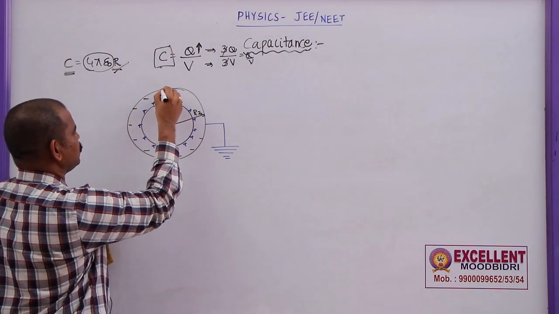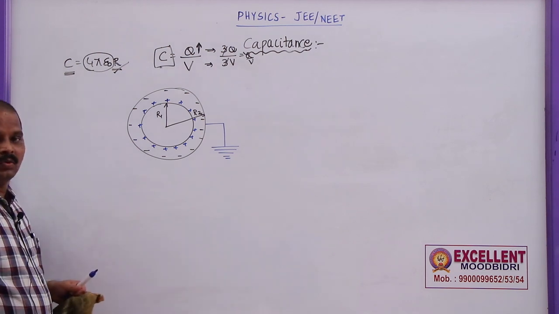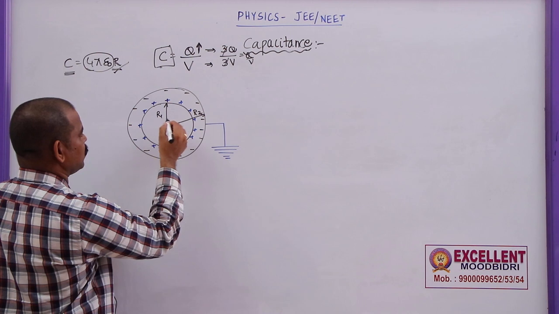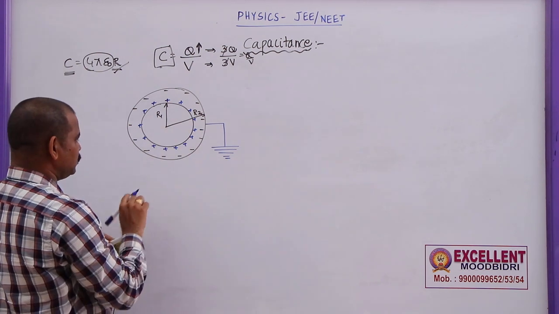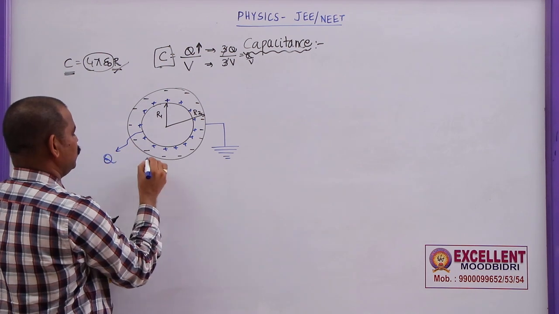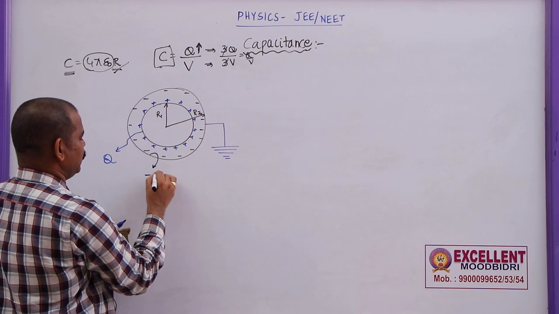So, a negative charge will be induced on the outer surface. What is the magnitude of the negative charge induced in the outer surface? This is exactly equal to the charge on this one. So, what is the charge on the inner surface? The charge on this one is capital Q and the charge on the inner surface of this one is minus Q.